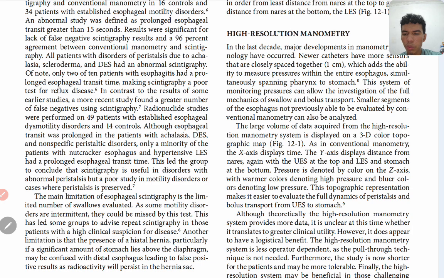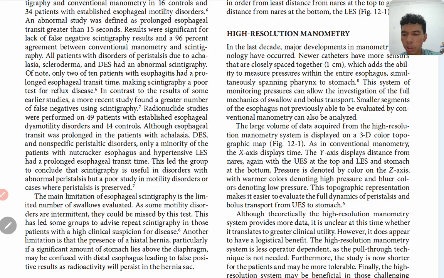The main limitation of esophageal scintigraphy is the limited number of swallows evaluated. As some motility disorders are intermittent, they could be missed by this test. This has led some groups to advise repeat scintigraphy in those patients with high clinical suspicion for disease.